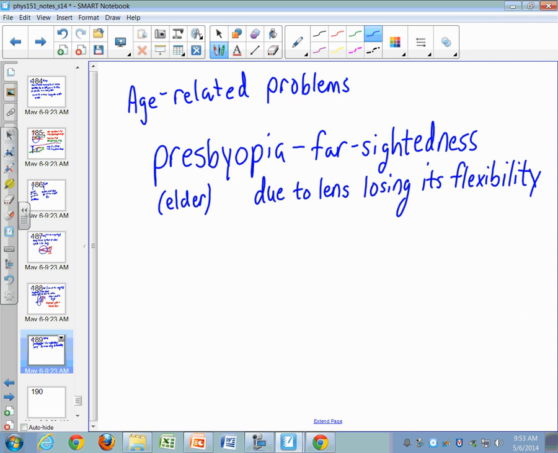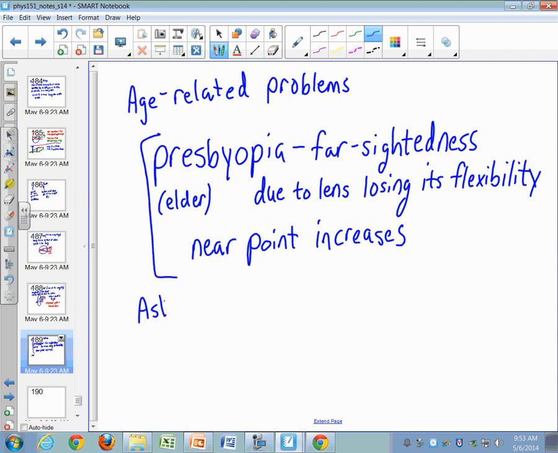So that's just due to the lens losing its flexibility, and your near point increases. Right? It happens to everybody. So don't make fun of people that hold their books out here, okay? Because it's going to happen to you too, one day. Not that y'all do that.